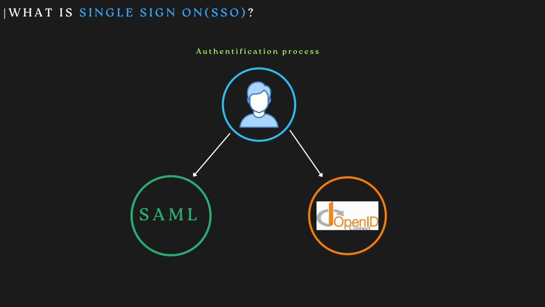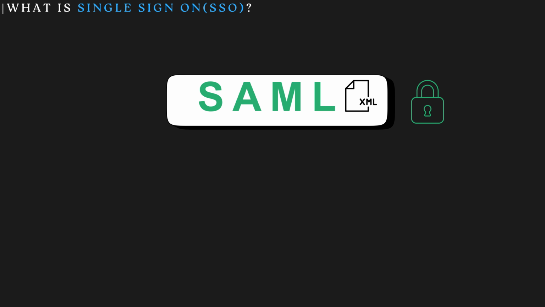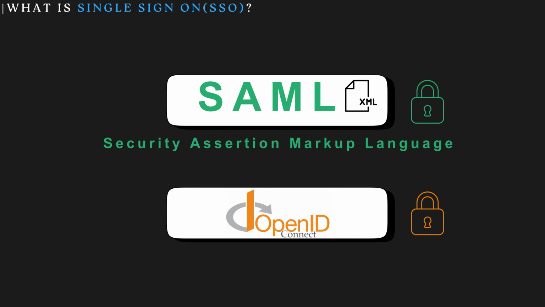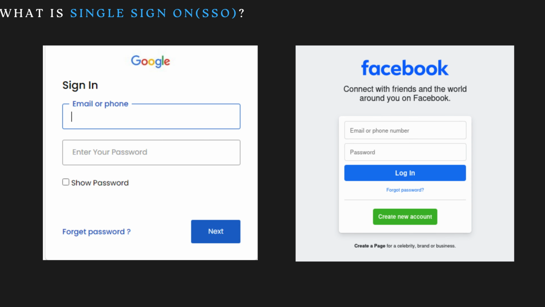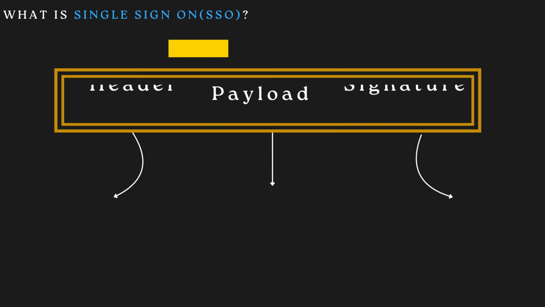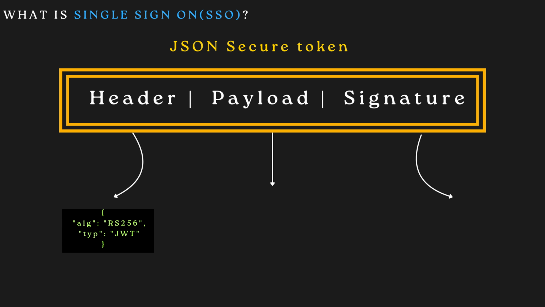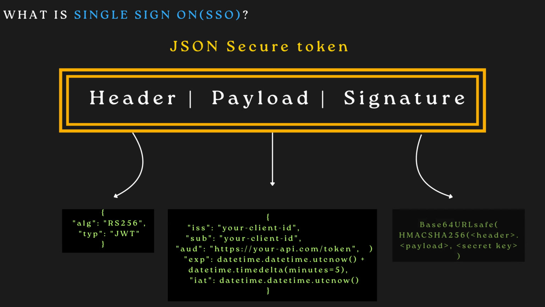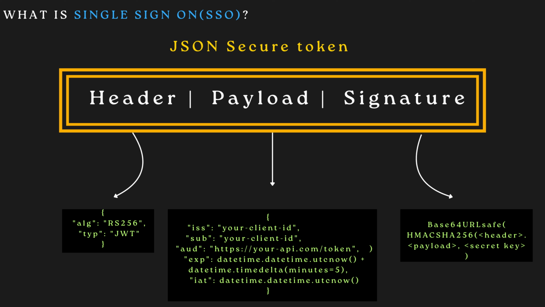SSO is powered by two major protocols. First, we have SAML, short for Security Assertion Markup Language. It uses XML to send identity data between services, and it is very common in enterprise environments. The second is OpenID Connect, or OIDC. You've probably used it before, like when you sign in with Google or log in with Facebook. OIDC uses JWTs, or JSON Web Tokens, to pass your identity securely in a compact, readable format.